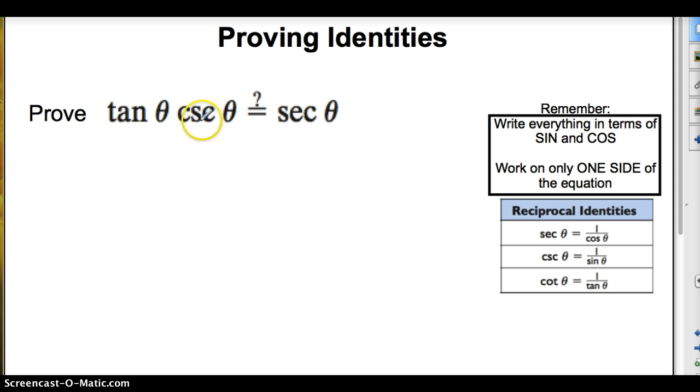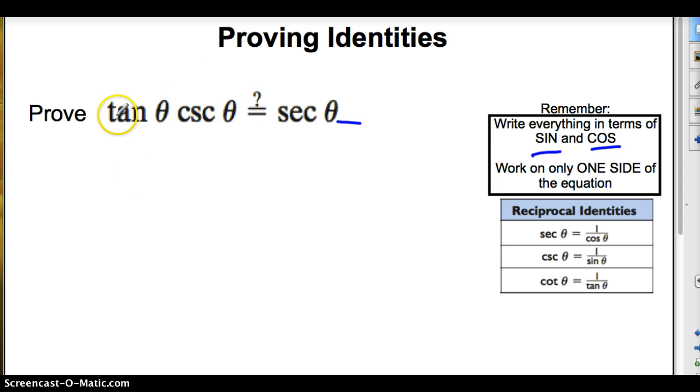Now, the way to do these is to write everything in terms of sine and cosine. So tangent, cosecant, and secant are things that I could write in terms of sine and cosine, right? What I mean is using the reciprocal identities, and we could just put these in different terms. The other thing I know is that I only want to usually work on one side. So start on just working on one side.